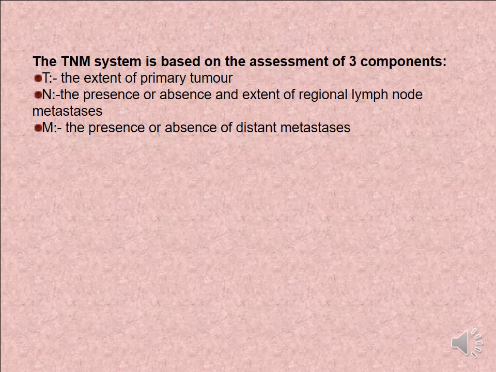The primary tumor, and the presence or absence and extent of regional lymph node metastasis. N means nodes, the presence or absence of lymph node metastasis is N. And M is the presence or absence of distant metastasis. M stands for metastasis. So any metastasis away from the primary lesion is metastasis. So we have three categories, T, N, and M categories.